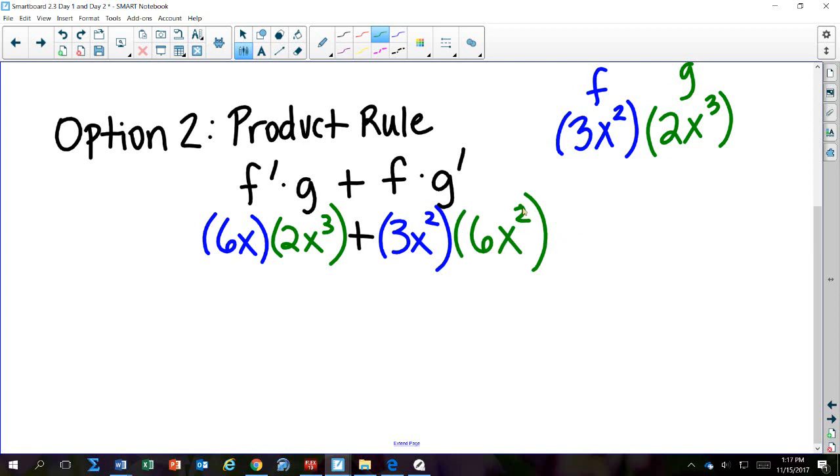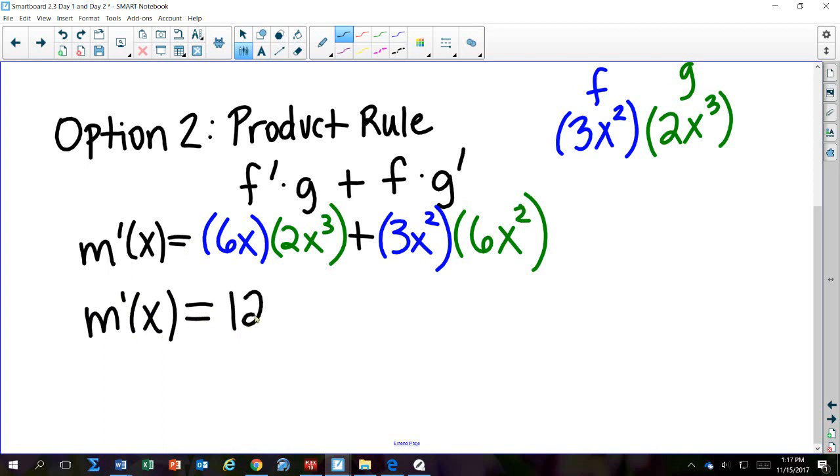In my head, I always say the derivative of the first times the second plus the first times the derivative of the second. I can say that over and over again in my mind when I'm doing this problem. Okay, so now I can simplify this. This is m prime. If I simplify this, we would get 6 times 2, which is 12.